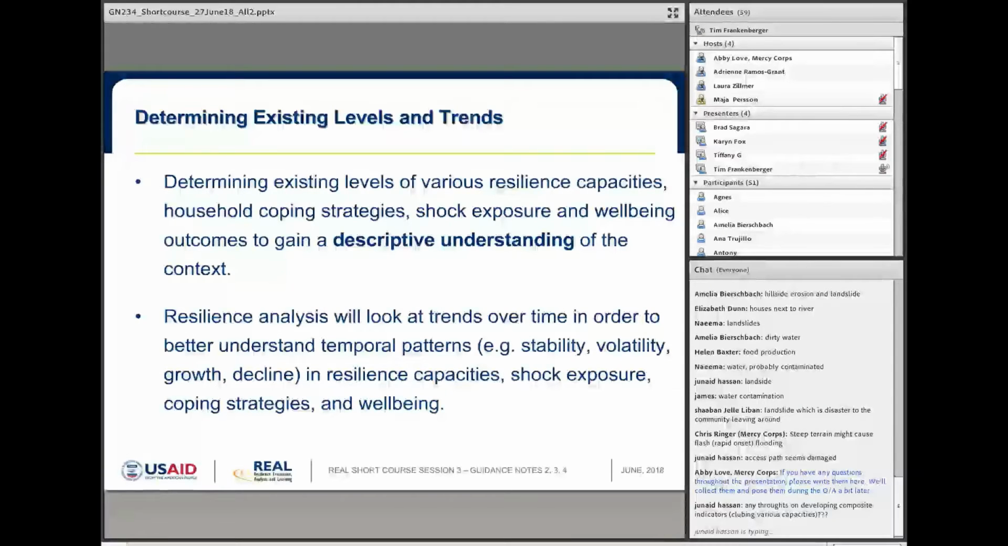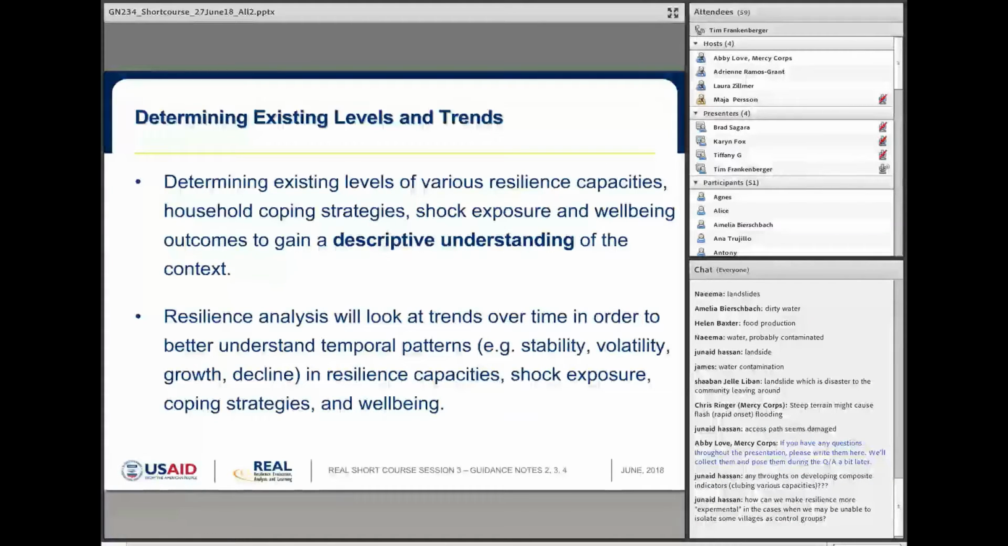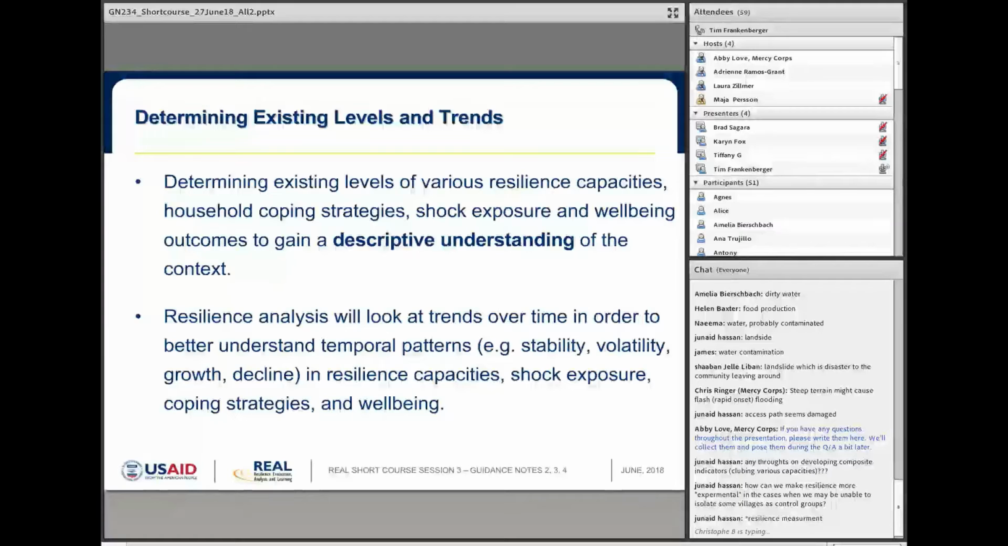So determining existing levels, from our descriptive analysis, we want to understand what resilience capacities, what are the levels that currently exist, what kinds of coping strategies are people actually implementing, what is their current shock exposure, and what are their current well-being outcomes, so that we get an understanding of the current status in that particular context. But we have to look at trends over time to really understand the dynamic nature of resilience. So we want to know whether or not these households and communities are stable, or they're in very volatile situations. Are they growing in relationship to their building of capacity, or are they declining in relationship to that? So what's happening in terms of these capacities, to these shocks, to these coping strategies, and these well-being outcomes over time?